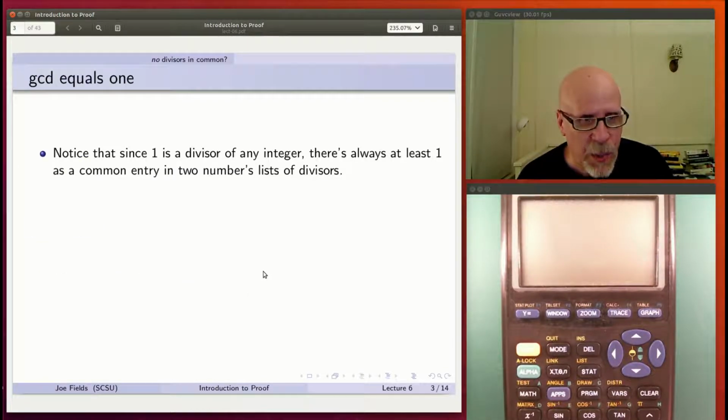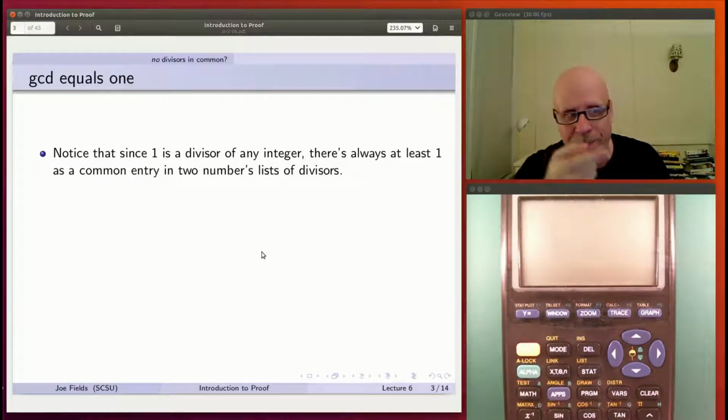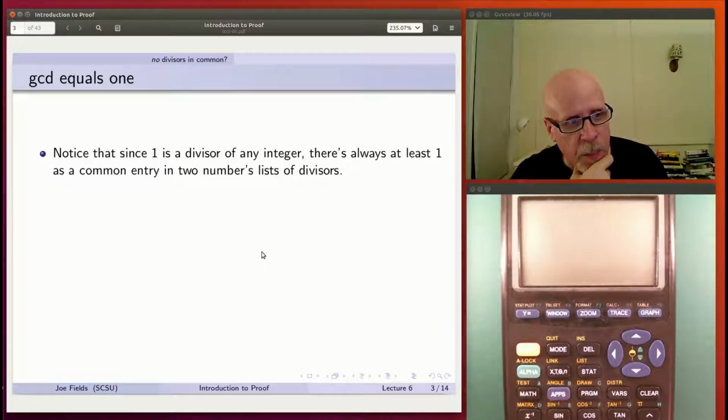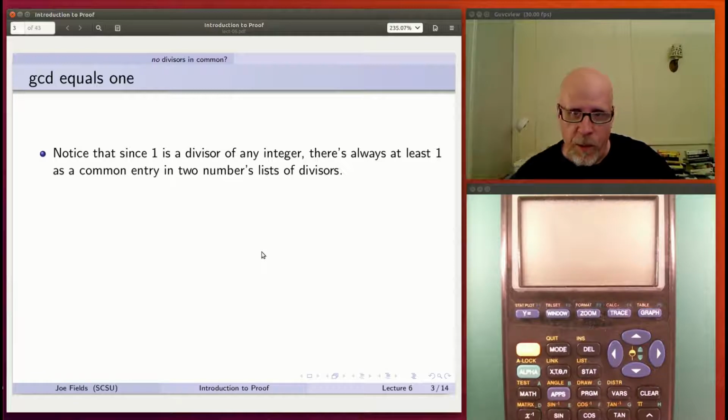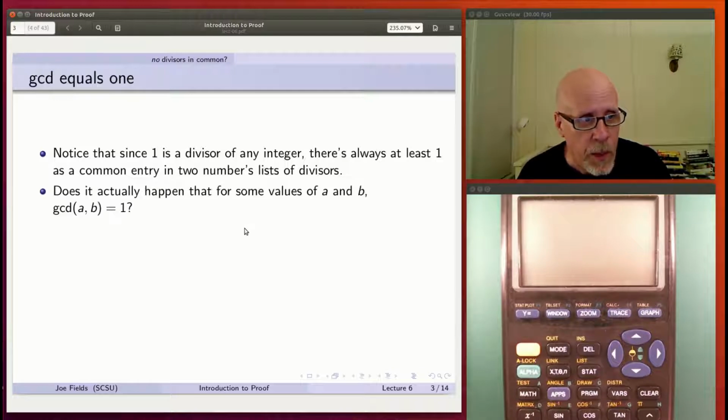What if two numbers have absolutely no factors in common? The first bullet here is saying that they're always going to have one divisor in common, even if they have no factors in common. The number 1 itself is always a divisor. I hate the way this is phrased, but you have two lists, a list of the divisors of A and another list of the divisors of B. 1 is on both of those lists for sure, so there is a common divisor. It might be bigger than 1. You would hope it is, but it doesn't have to be. 1 could be it.